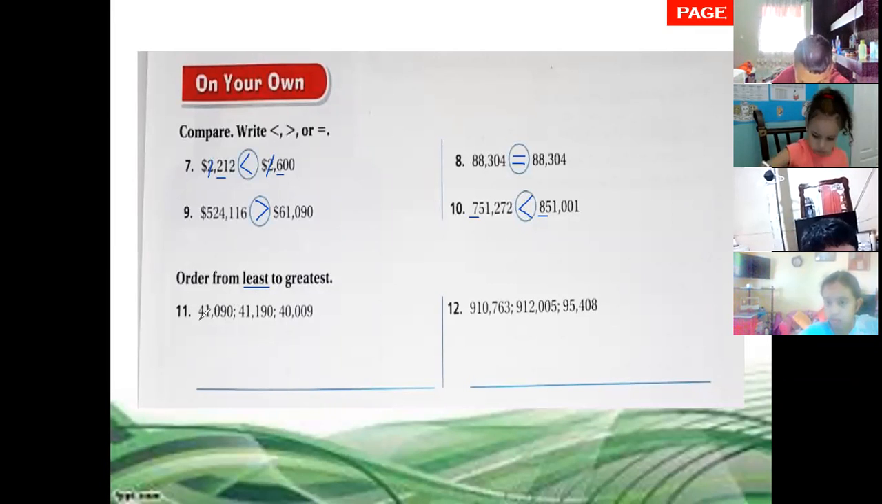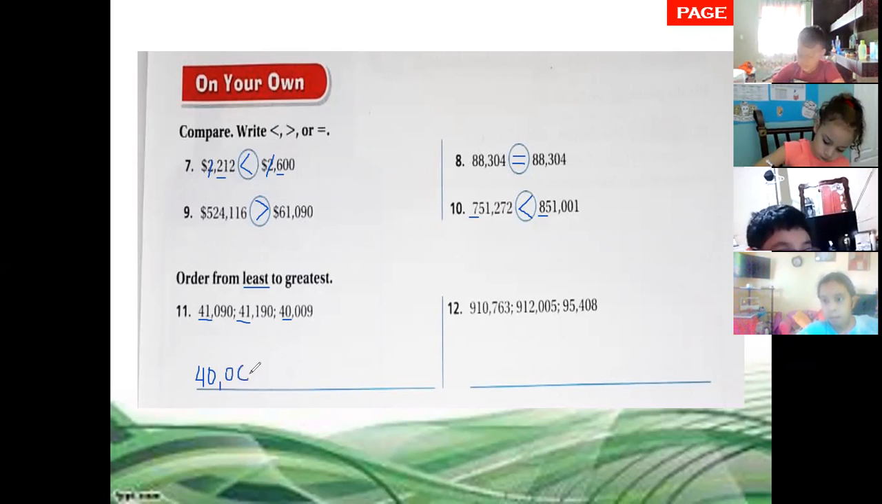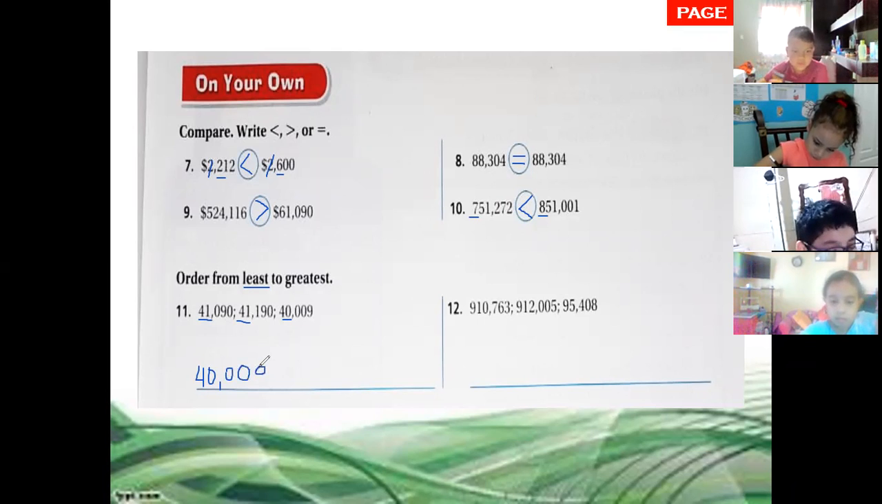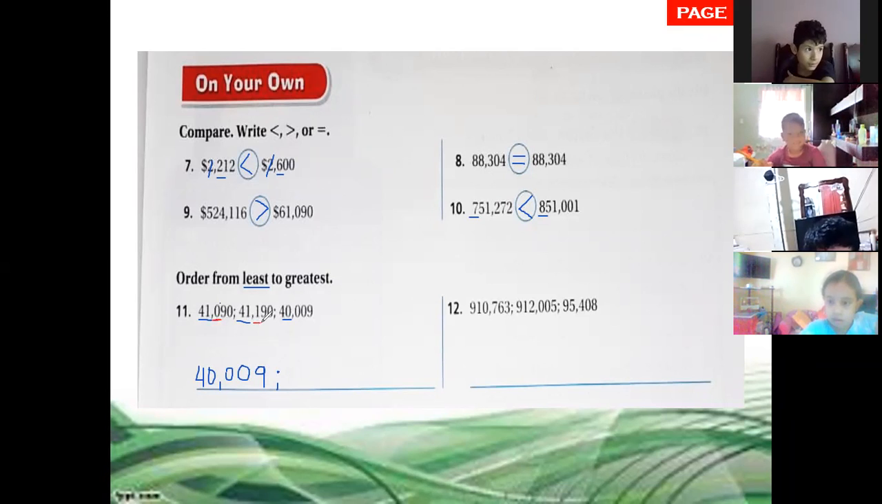So we have 41, 41, and 40. What is the least amount? 40,009. Semicolon. Remember? Semicolon. Now, we have 41 and 41. Then the next digit is a 0 and 1. What is the least? 0. The number, yes, the 0.